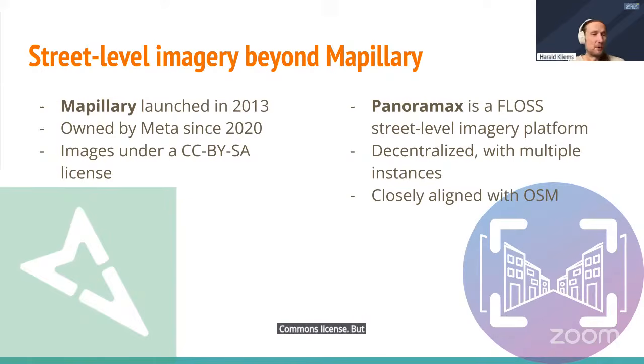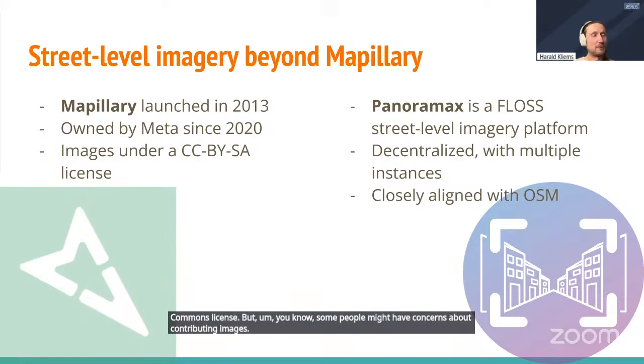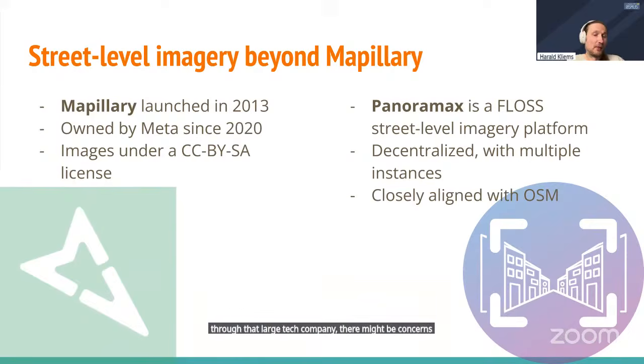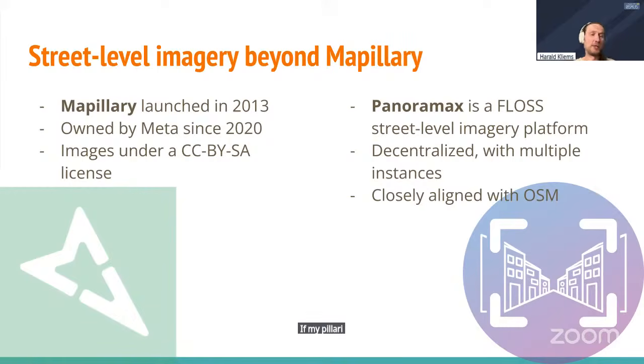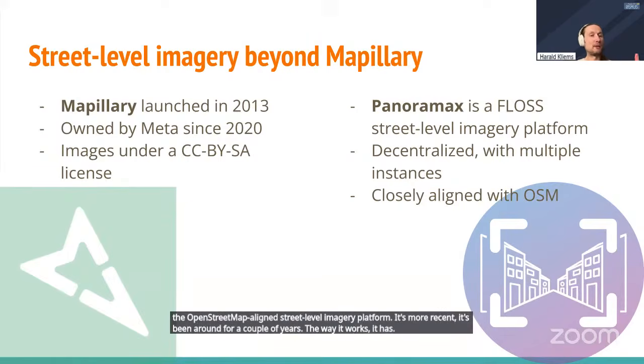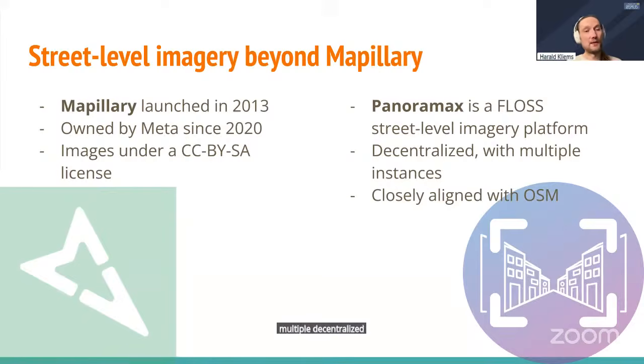But some people might have concerns about contributing images to that large tech company. There might be concerns like, what if the AI bubble bursts and tech companies have to cut costs? If Mapillary goes away, what happens with the images? So we do want to mention Panoramax, which is a free, open source, very OpenStreetMap-aligned street level imagery platform. It's more recent, it's been around for a couple of years. The way it works, it has multiple decentralized instances that then come together and make the imagery available.